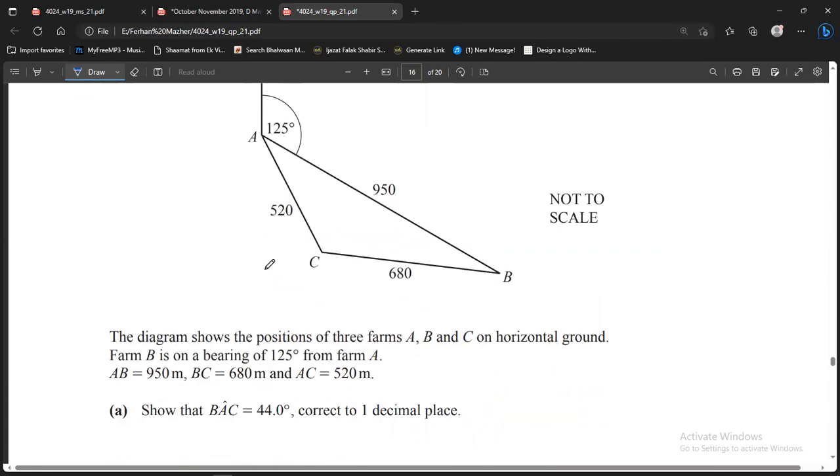Show that the angle BAC, they want me to find this angle, is 44.0 degrees, correct to 1 decimal place. So we know the 3 sides. I want to find this angle. So very simple. This is angle A, I want to find out.